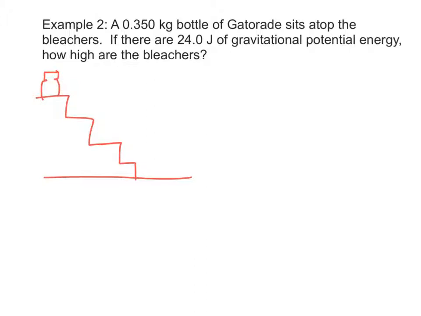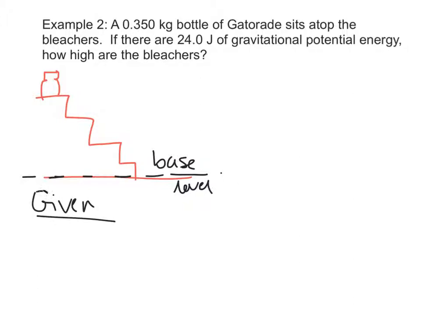And the only thing you really need to do differently with gravitational potential energy problems is identify your base level. So I usually do that with a dotted line, and I just label it base level. This is so that you have a reference point for where you're measuring the height from. Our given information here is the mass of the Gatorade bottle is 0.350 kilograms, and the gravitational potential energy is 24.0 joules.